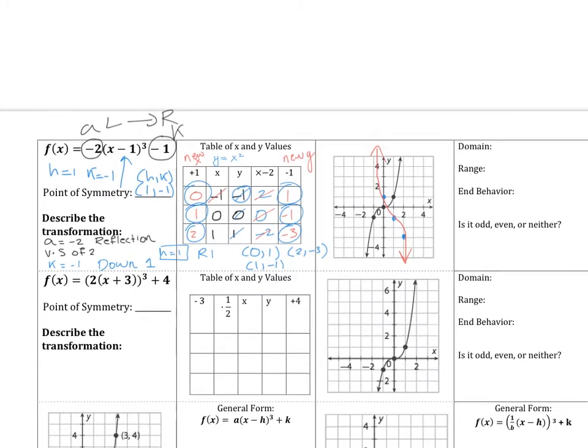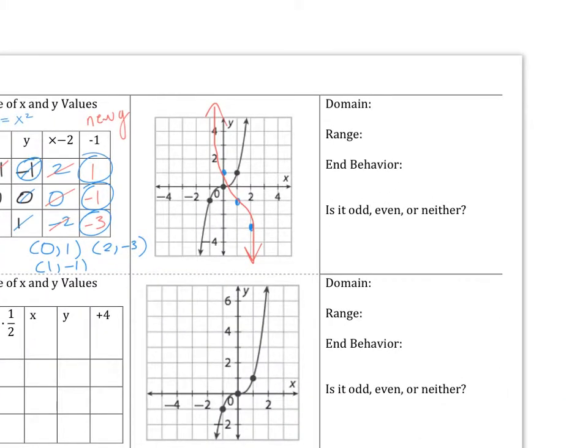Now what's the domain and range? Since this is going to continue on forever, it's always going to be all real numbers for both of them. What's the end behavior? This is going to be a little bit different now. As x tends to plus infinity, look at the right side of the graph. It's going down the right side, so y is going to negative infinity. Now as x tends to negative infinity, look at the left of the graph. The utmost left of the graph is going up, so y will be going to plus infinity.